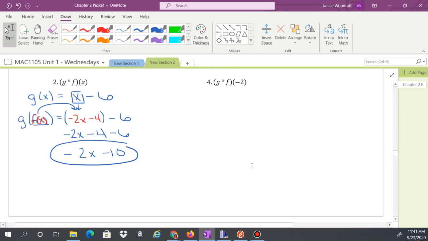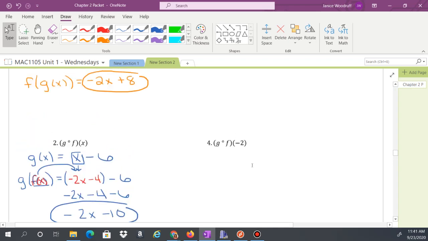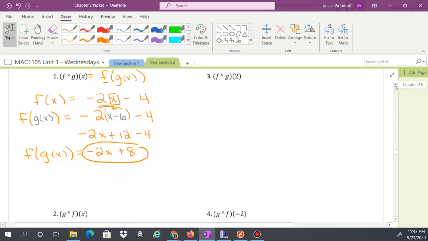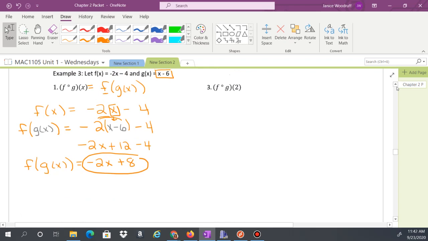So let's go up to number 3. Now again, with the numbers inside, you have two options. So the first option is to do f of g of x and then plug the number in. So we already did it over here. So you could do that.